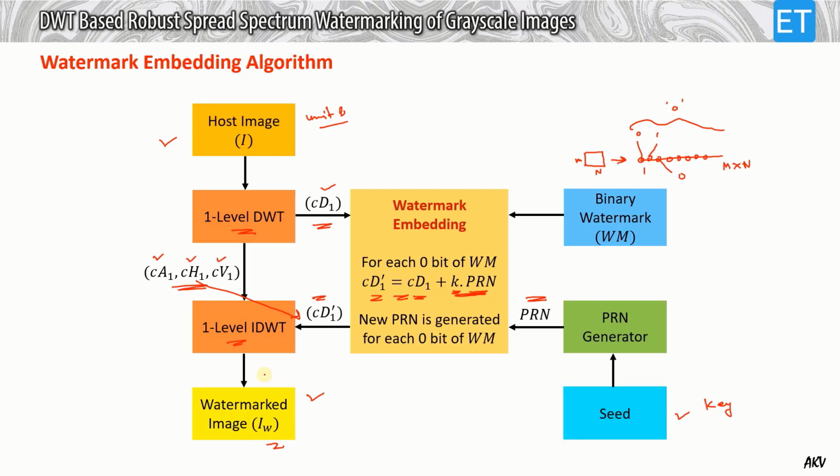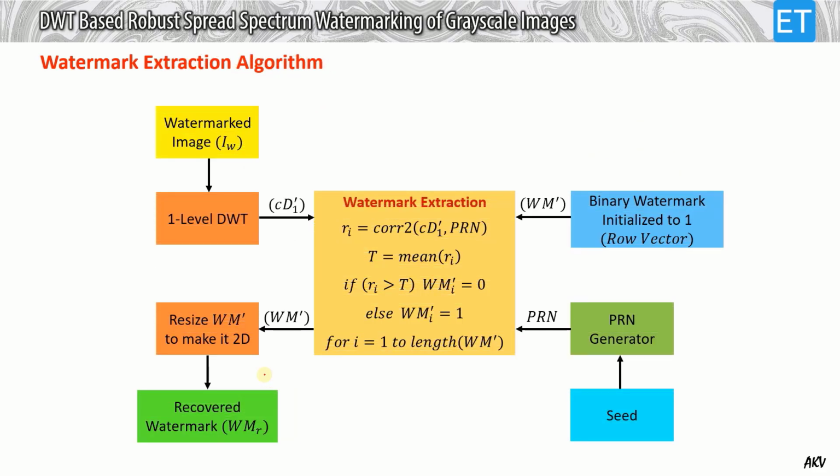Now let's see the watermark extraction algorithm. This is the watermark extraction algorithm. First we need the watermarked image IW, and since it's a blind process, we don't need anything else. I mean, we don't require the host image for the watermark extraction. We just need the secret key, that is the seed. The same seed will be used here which was used for watermark embedding.